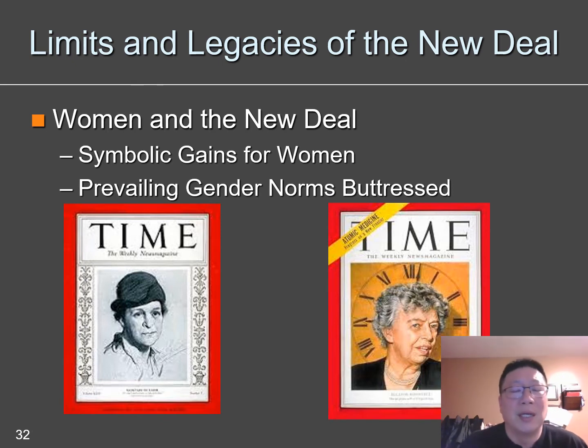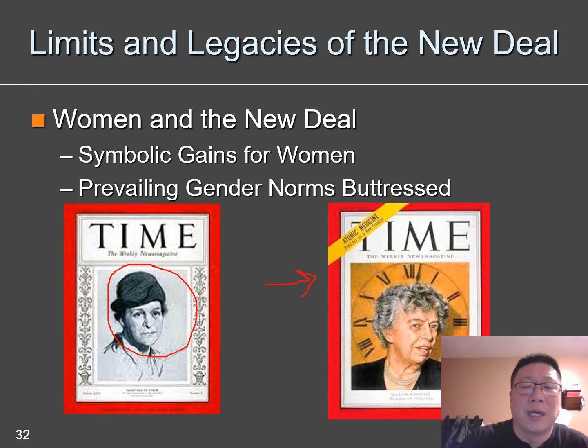Okay, for women, symbolic gains, there's Eleanor Roosevelt. Again, she is an active first lady, really probably the first one in history to take an active role. The second one here on the right is Frances Perkins, and she is the first female cabinet secretary. So she's appointed Secretary of Labor, which is important, breaks the ice.